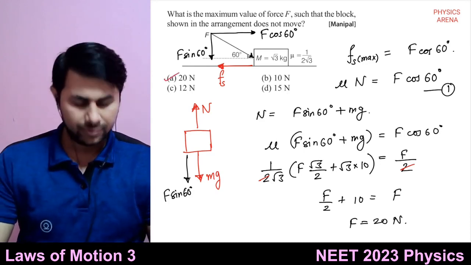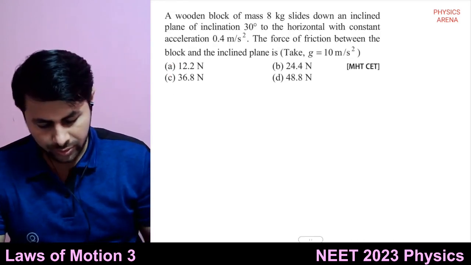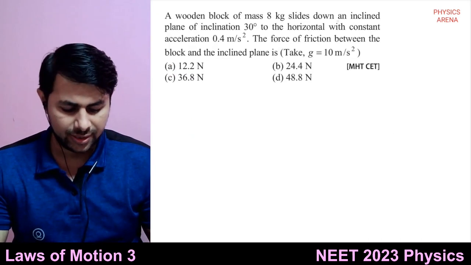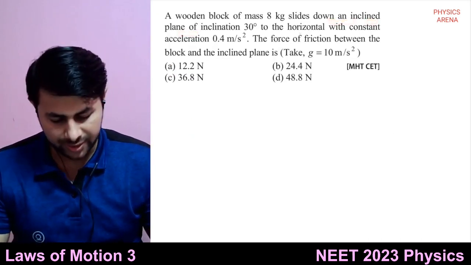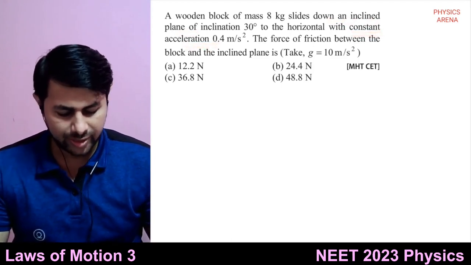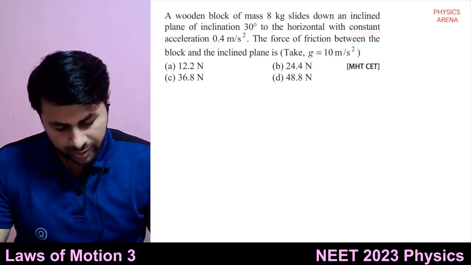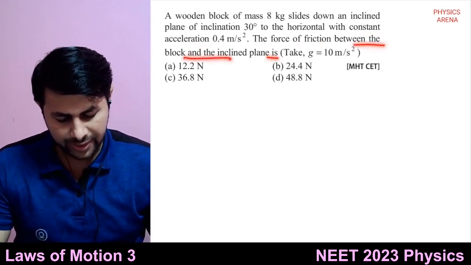Okay. So this is clear, or is there a question? A wooden block of mass 8 kg slides down an inclined plane of inclination 30 degrees to the horizontal with constant acceleration 0.4 meter per second square. The force of friction between the block and the inclined plane is.